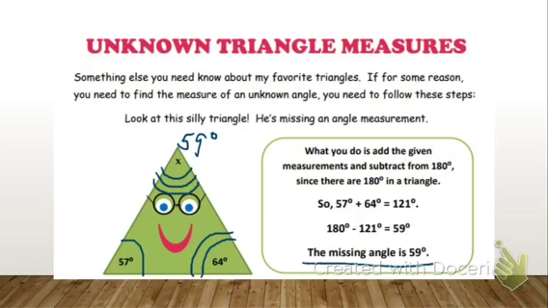And then 59 is different than 57 and is different than 64. So I know that it's a scalene triangle.